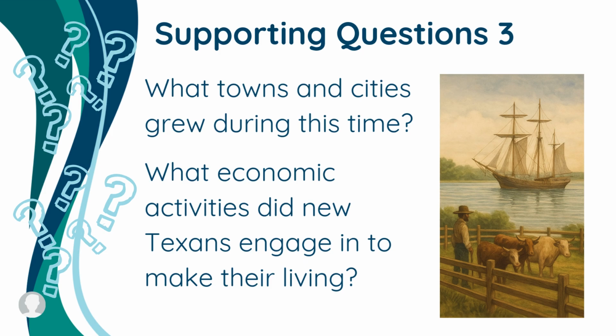So here are our third and final supporting questions. Which towns and cities grew during this time? What economic activities did people use to make a living during this time? So students are connecting where people settled with what they did. And this is where 4.7 and 4.11 really meet. Cities like Galveston, Houston, and Austin don't just show up on a map, they grow because of ports, industries, and government roles.